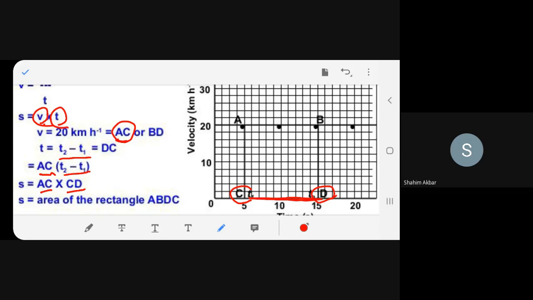So what will be the distance? Distance will be this much. Area of this, either it is square. Now here it looks like square, isn't it? But here it is written rectangle. But it could be either square or it could be either rectangle ABDC. So this is what is going to be the distance covered.